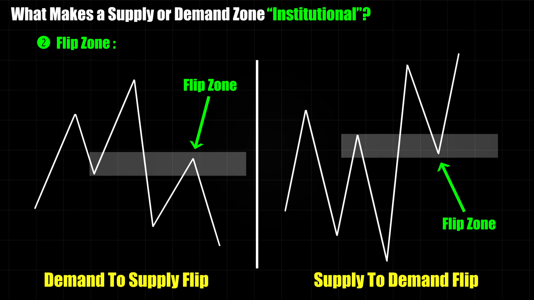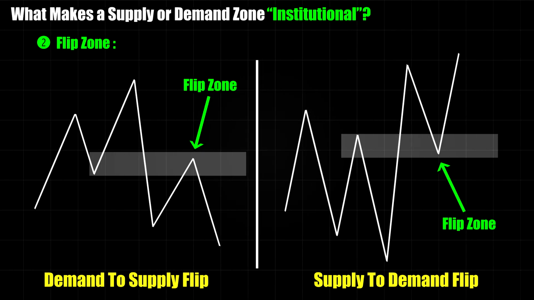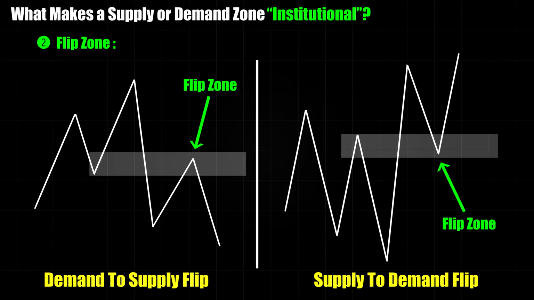2. Is it a flip zone? This occurs when the control shifts from one side to the other, supply turns into demand, or vice versa. You must clearly see this shift play out.